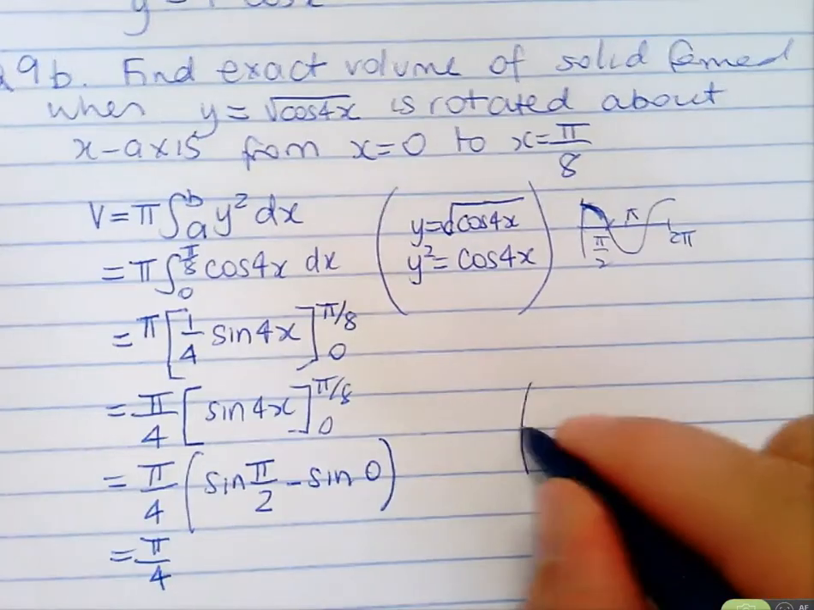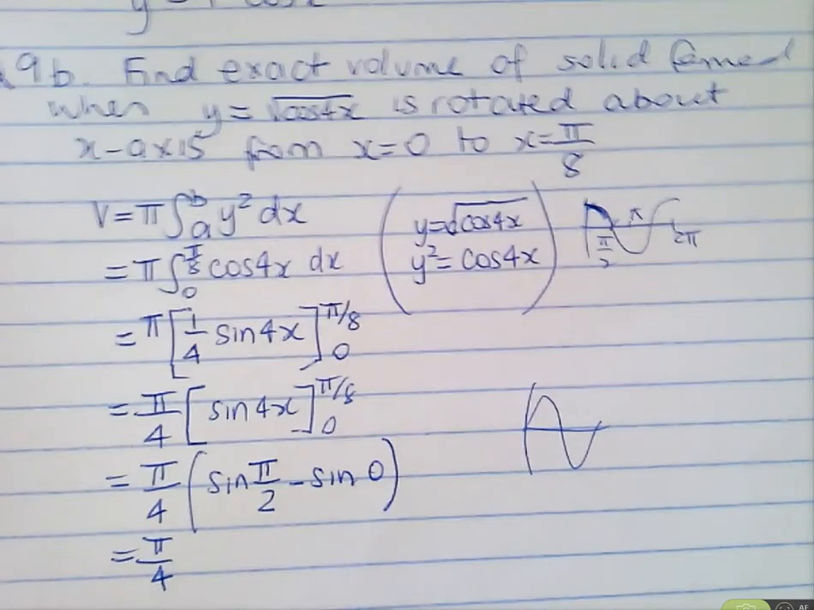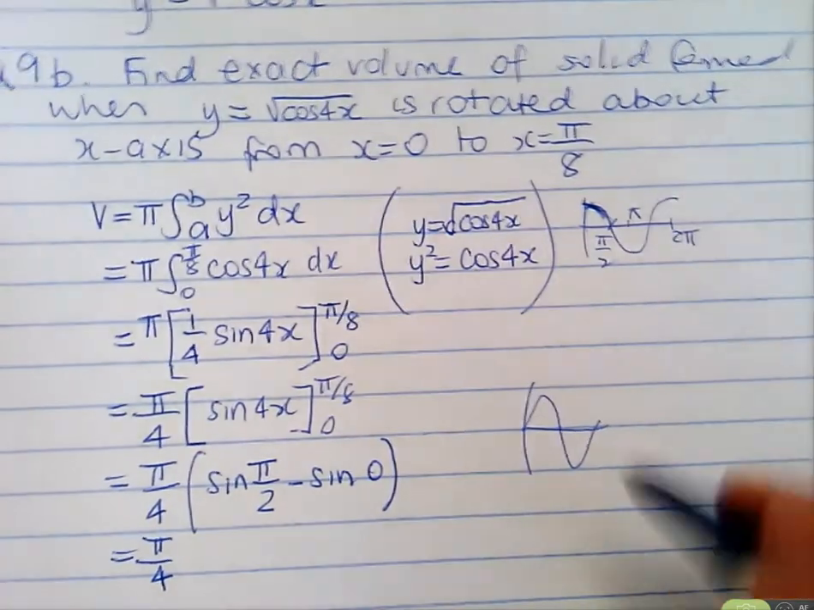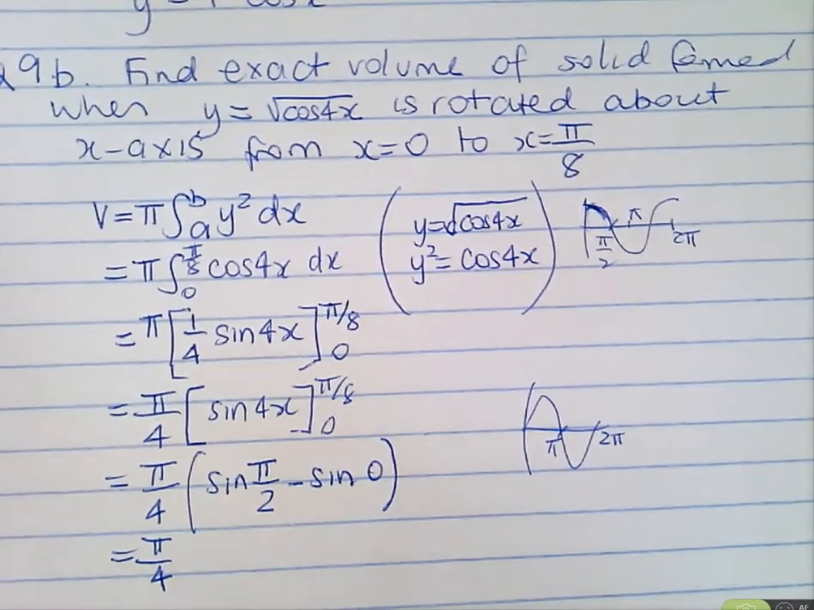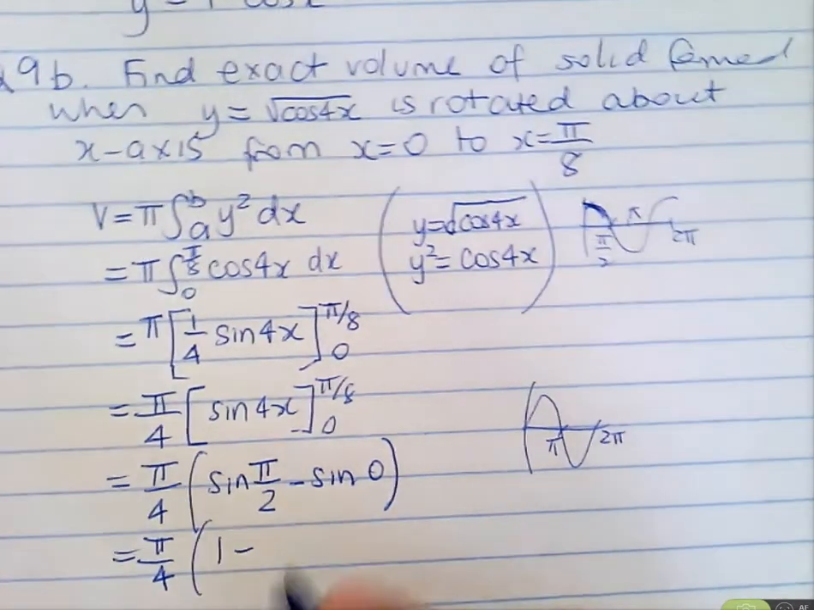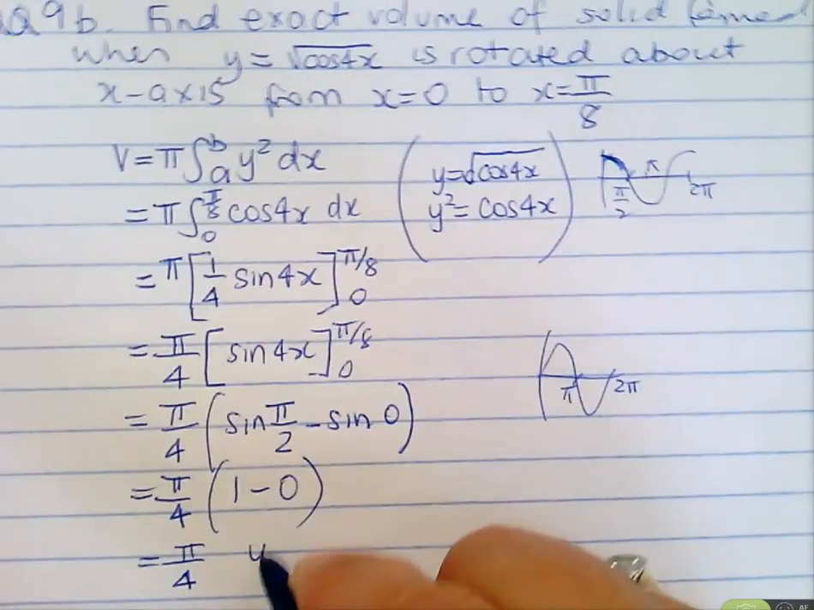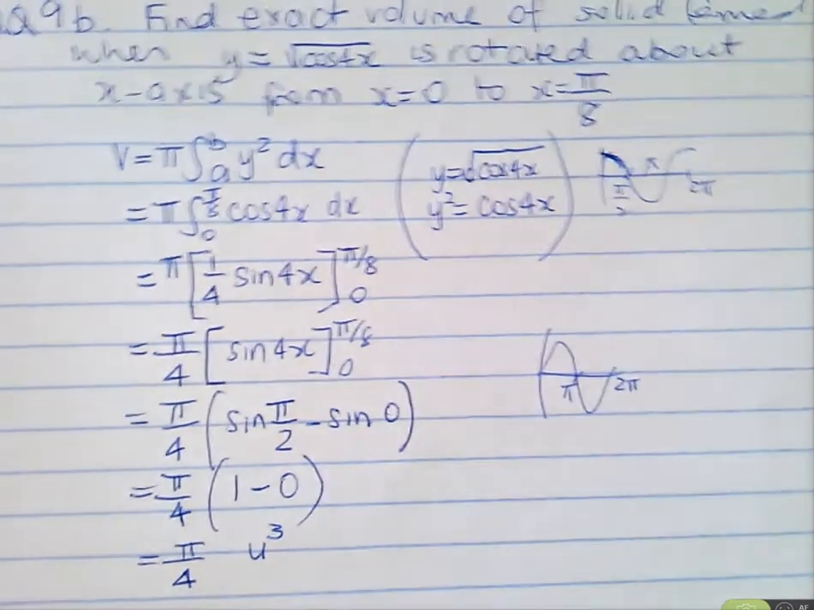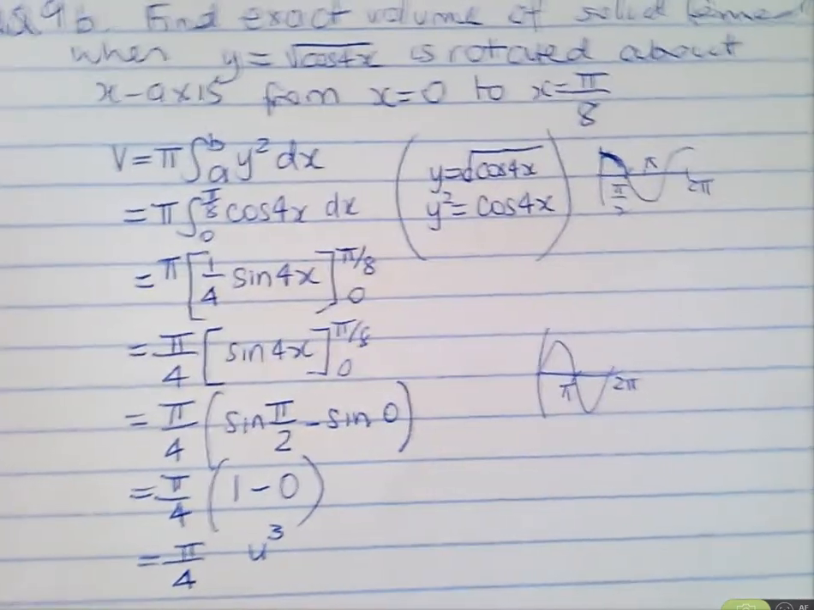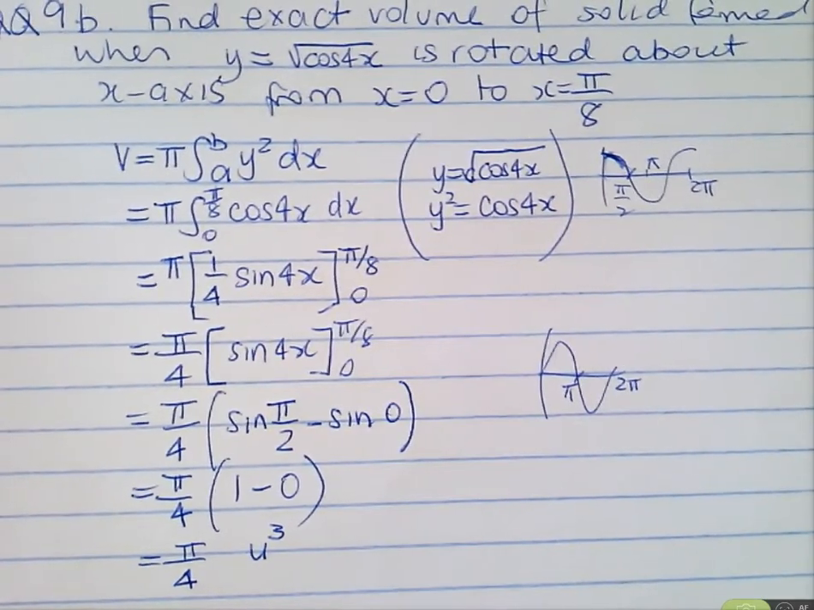What's sine of pi on 2? Little sine curve. Sine of 90 is 1. So it's basically pi on 4, units cubed because it's volume. Those aren't hard. But we need to do some harder ones over the page.